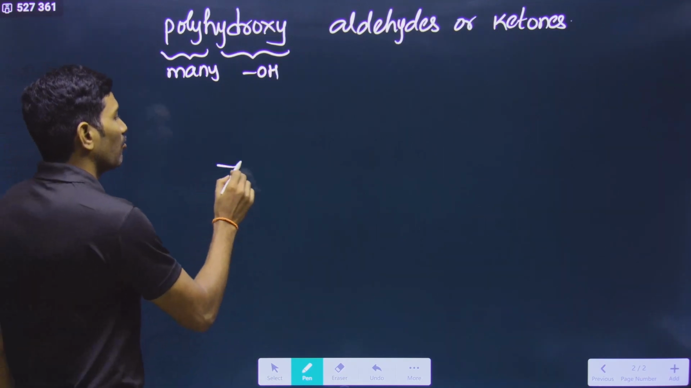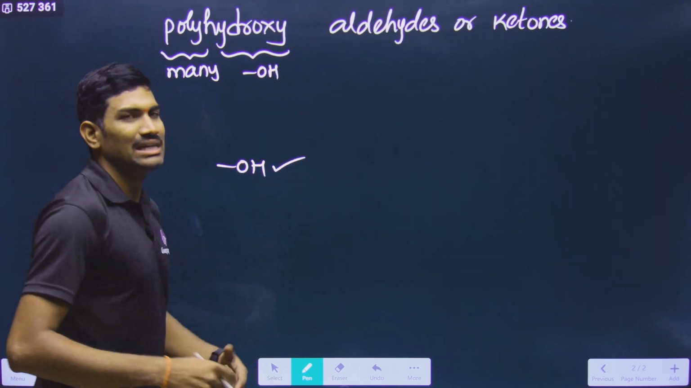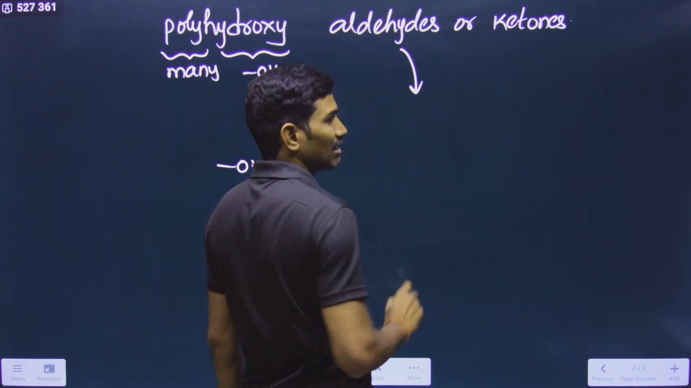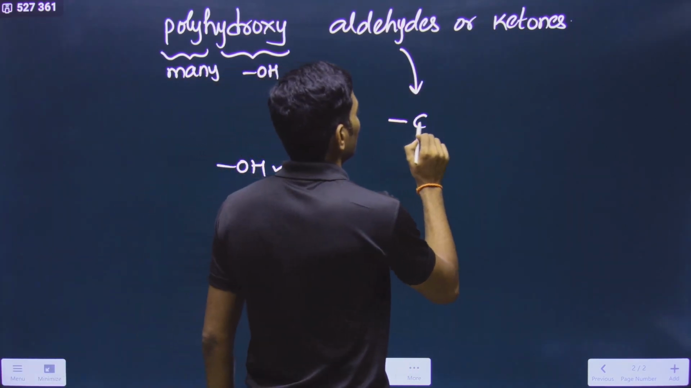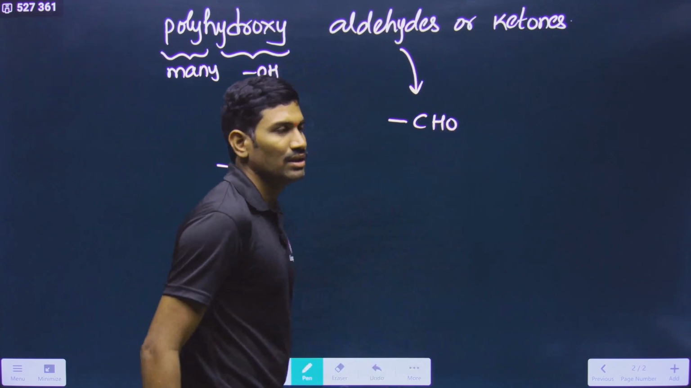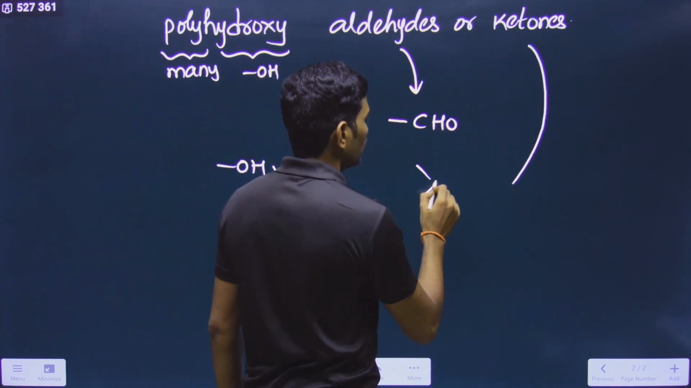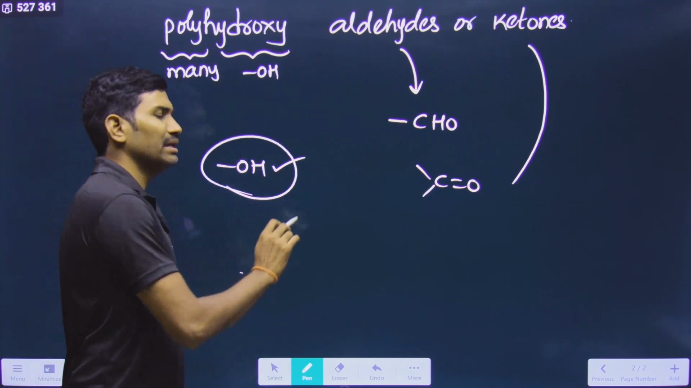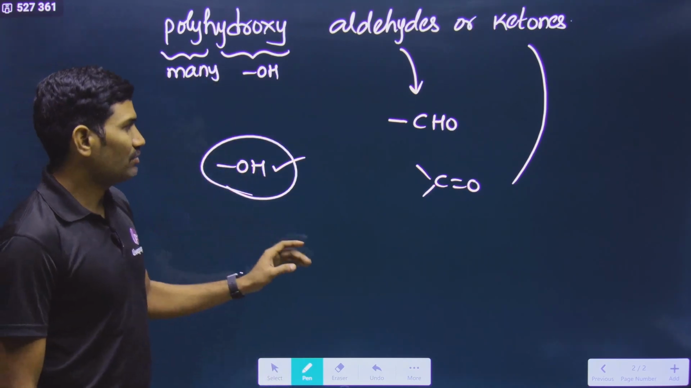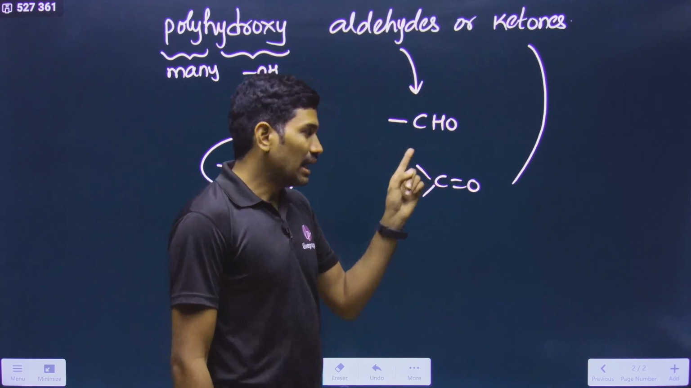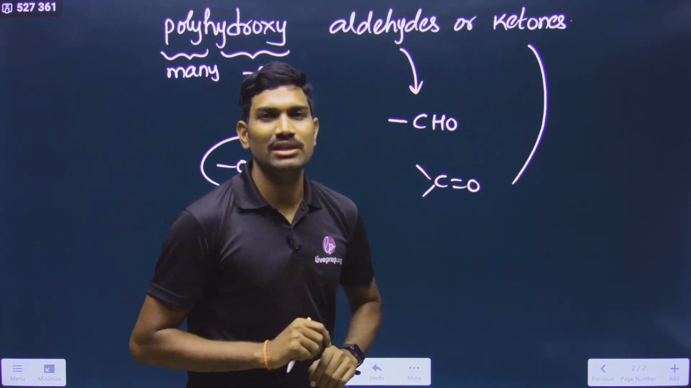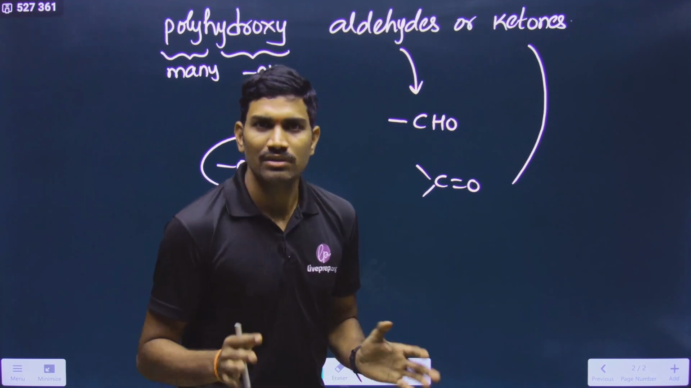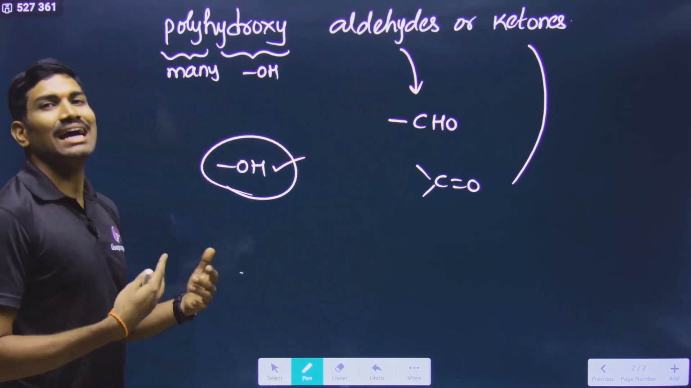That means OH groups are present in many numbers. So many OH groups are present. And along with this, either an aldehyde, that means a CHO group, or a ketone group is present. Observe this carefully. Anyhow, many hydroxyl groups are present, and along with this, either aldehyde or ketone. So between these two, only one will be there. Some have an aldehyde group and some have the ketone group. Understood or not? In this way, they are present.